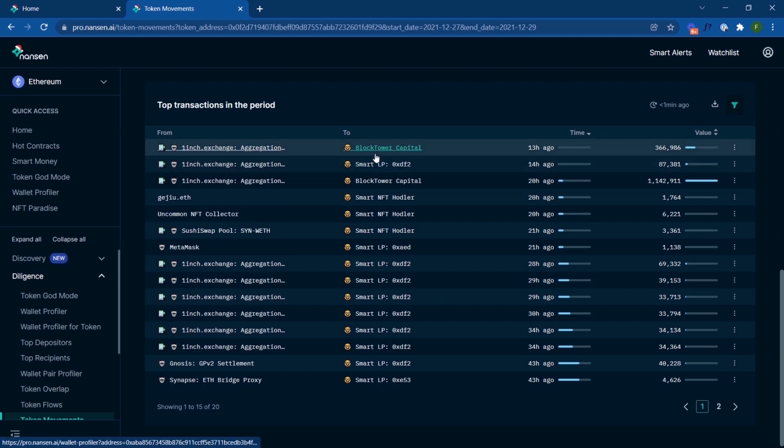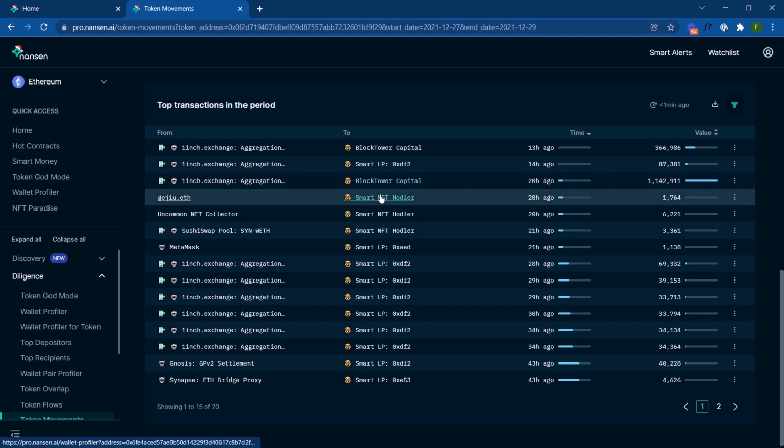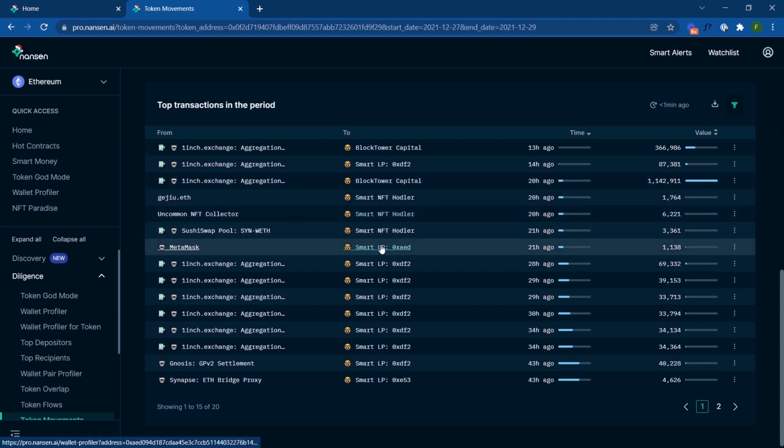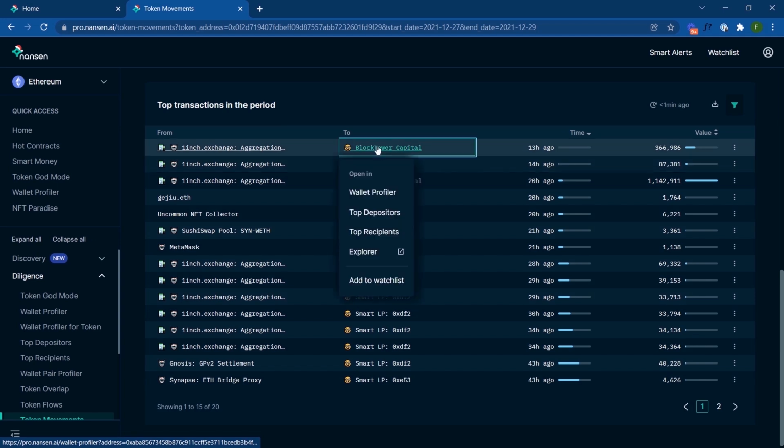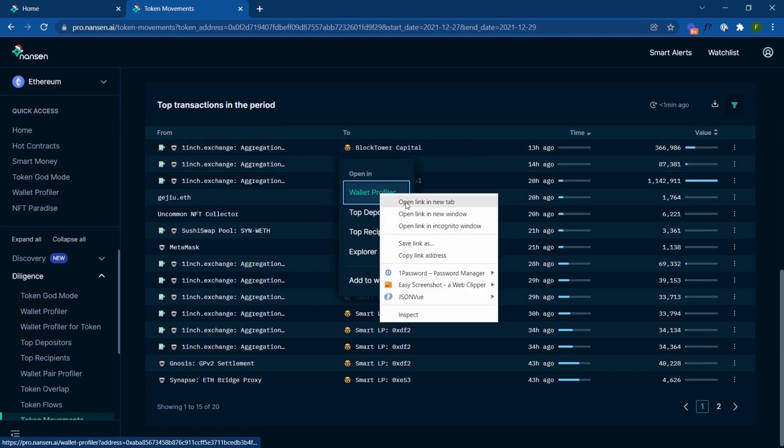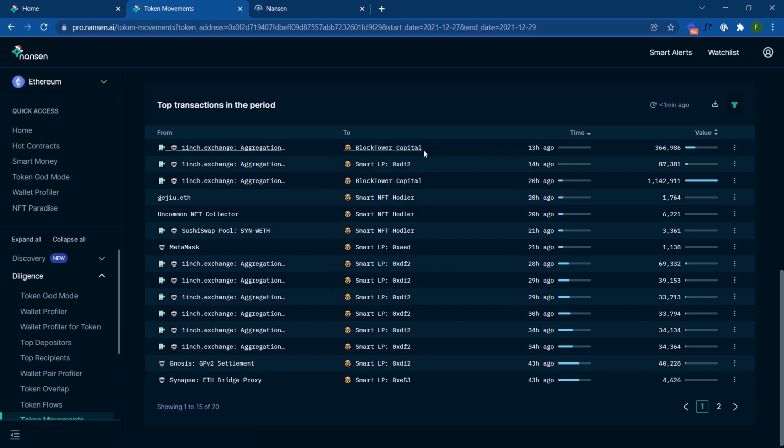In fact, we can see 2 transactions into BlockTower Capital, 2 into an account that is a proven smart NFT hodler, and a few into accounts that are proven smart liquidity providers. We have answered the questions, who has had the inflow of Synapse and how recently was the inflow. We can now analyze further by right-clicking these accounts and choosing Wallet Profiler.